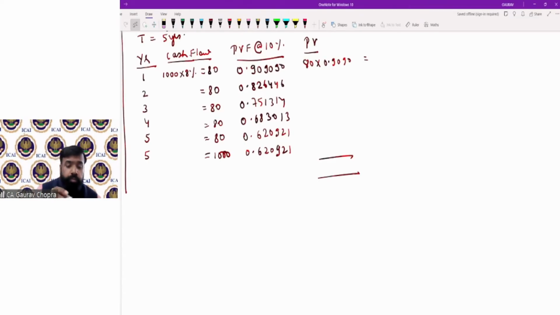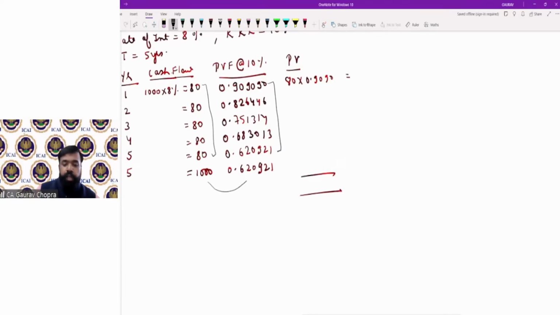Okay. See, 80 rupees is common for first 5 years. तो first 5 years का PV factor का हम टोटल करेंगे on calculator और सीधा multiply करेंगे 80 से. Okay. And after that इस 1000 वाले का simplification करेंगे. So let's do this.